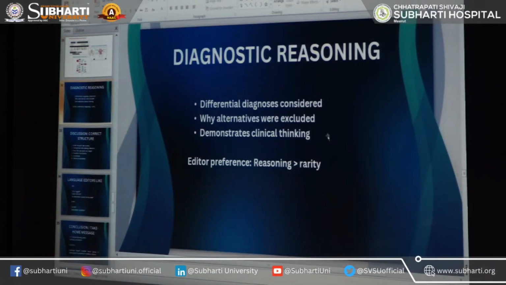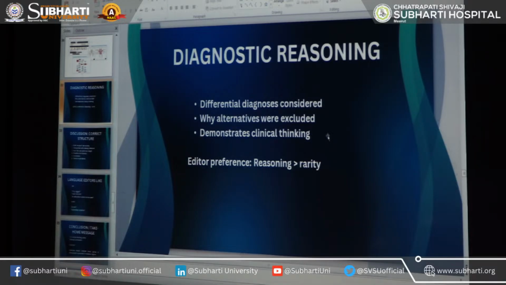Diagnostic reasoning. Now it's important that you explain how you reached your diagnosis. This mostly forms the core of your novelty, because it's very rare that you'll find a case which is extremely rare or has probably less than 100 cases reported worldwide.